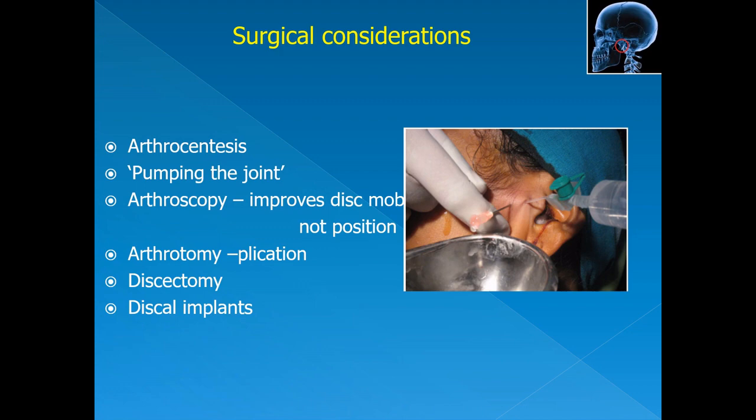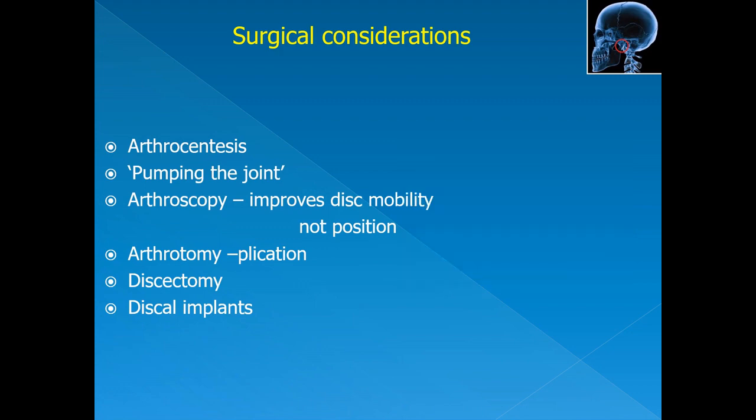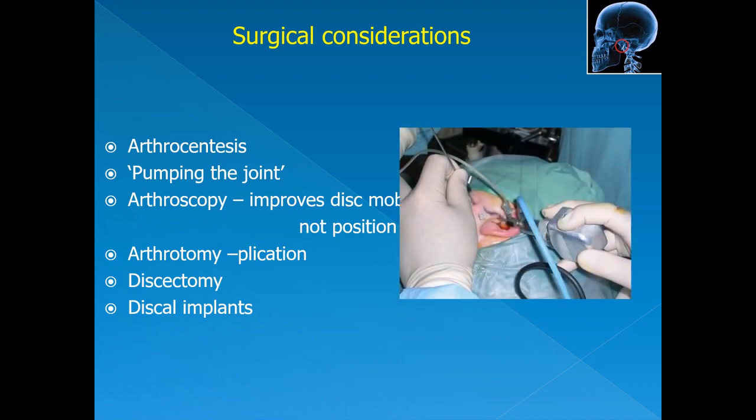The next one is arthroscopy. So this is a technique wherein an arthroscope is placed into the superior joint space and then the intracapsular structures are visualized on a monitor. And here joint adhesions can be identified and eliminated and the joint can be significantly mobilized. And here it improves the disc mobility, but it cannot correct the disc position. The next one is the open joint surgery called arthrotomy. So a variety of arthrotomy procedures can be performed, and when a disc is displaced or dislocated, the most conservative surgical procedure is the discal repair or plication.